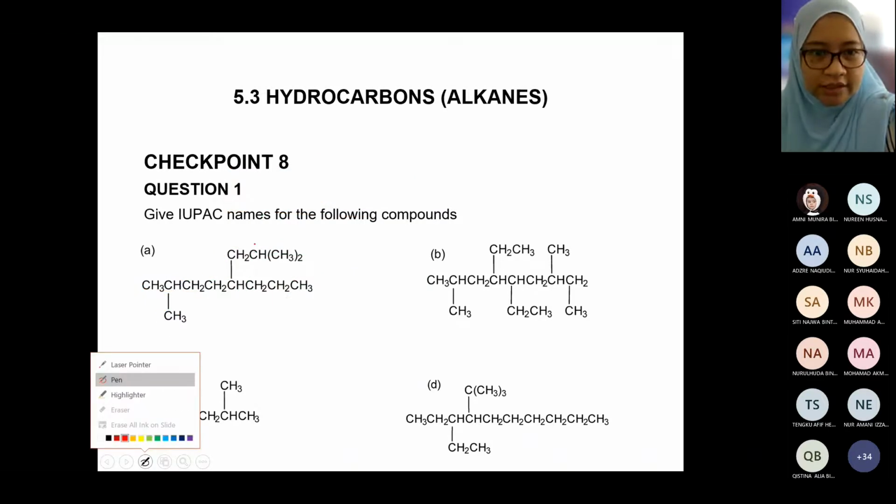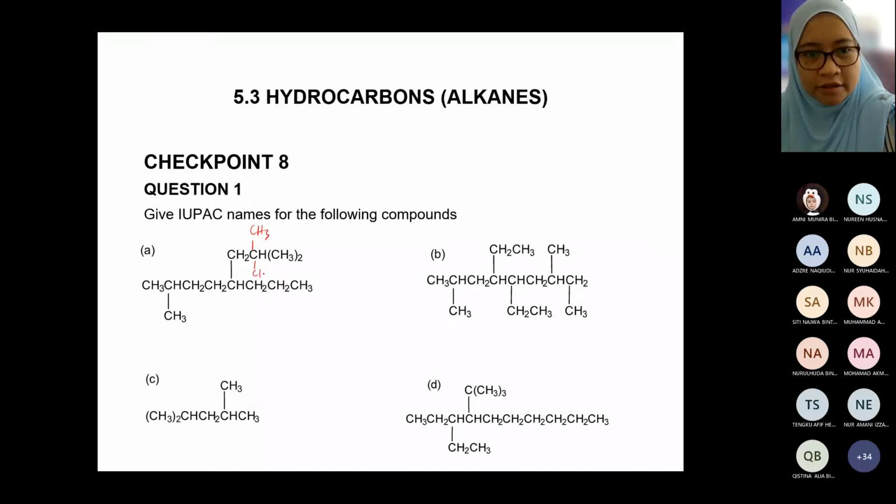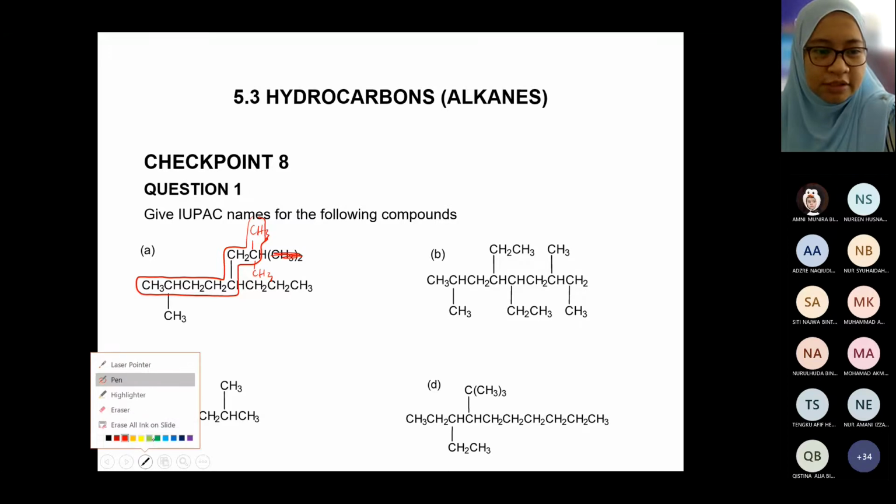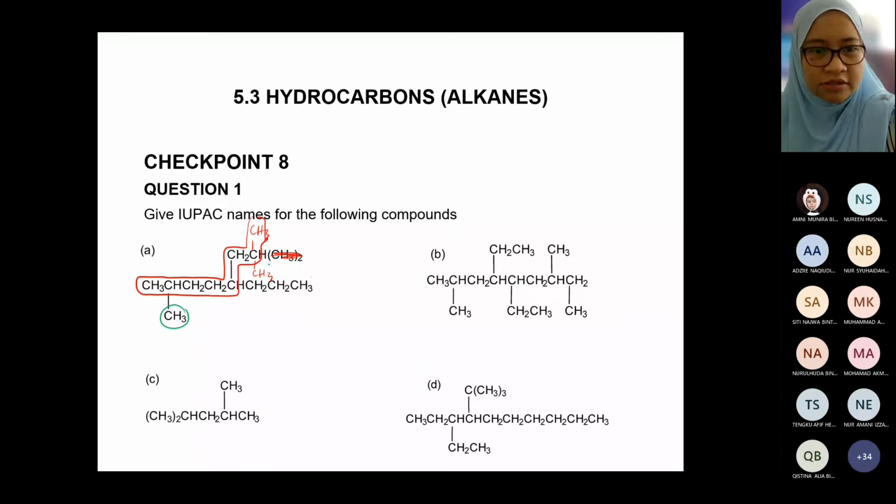Okay, so this one I extended earlier, I delete it. So our parent will be this one, the longest and continuous. Sorry. So our substituents will be this one. So we have 1, 2, CH3 here, and then this one. We know we have 3 substituents.